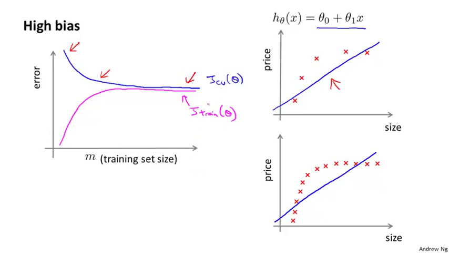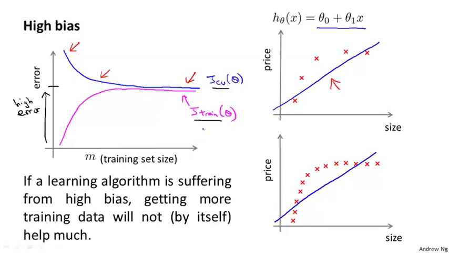And finally, the problem of high bias is reflected in the fact that both the cross-validation error and the training error are high, and so you end up with a relatively high value of both JCV and JTrain. This also implies something very interesting, which is that if a learning algorithm has high bias, as we get more and more training examples, that is, as we move to the right of this figure, we'll notice that the cross-validation error isn't going down much. It's basically flattened out. And so if a learning algorithm is already suffering from high bias, getting more training data by itself will actually not help that much.